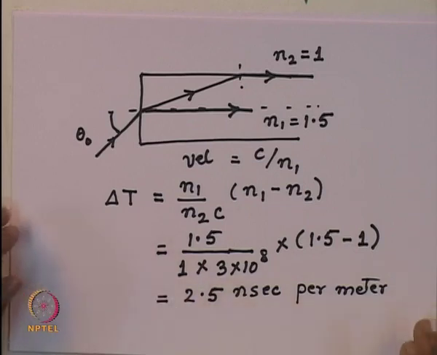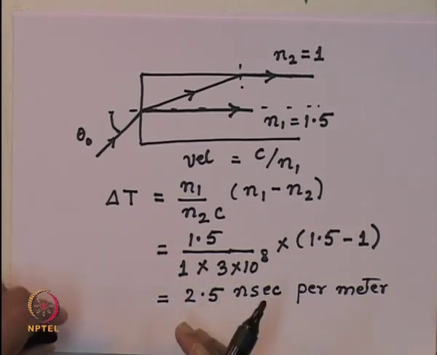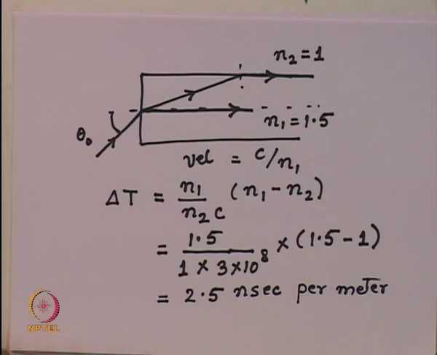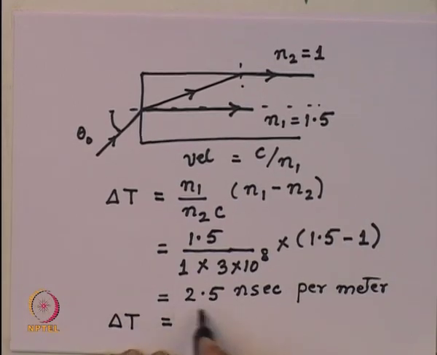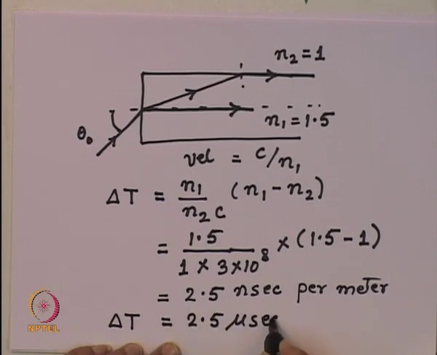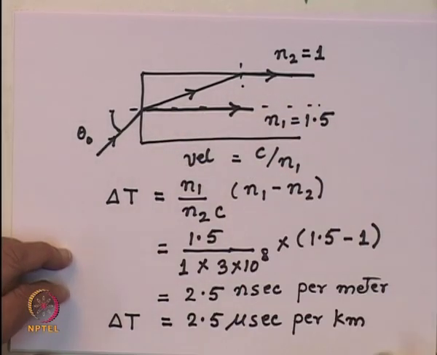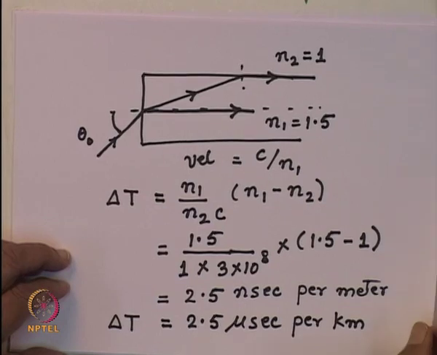Normally, when we talk about time difference inside the optical fiber, it is given in terms of per kilometers. So, the time difference delta t will be this multiplied by 10 to the power 3 if you want to convert the meters into kilometer. So, this is 2.5 microsecond per kilometer. So, that is the difference in the arrival of these two rays and that is what essentially gives what is called the pulse broadening on an optical fiber.